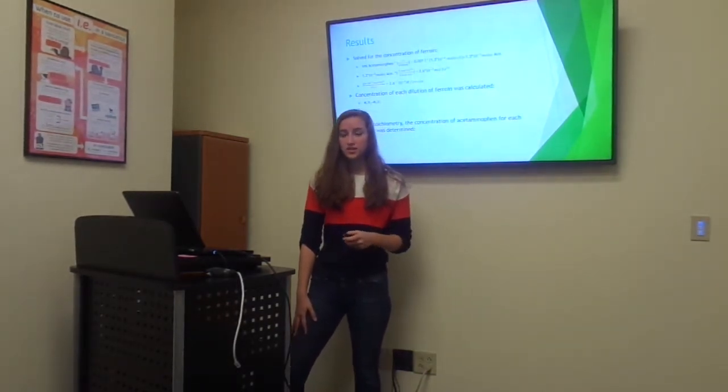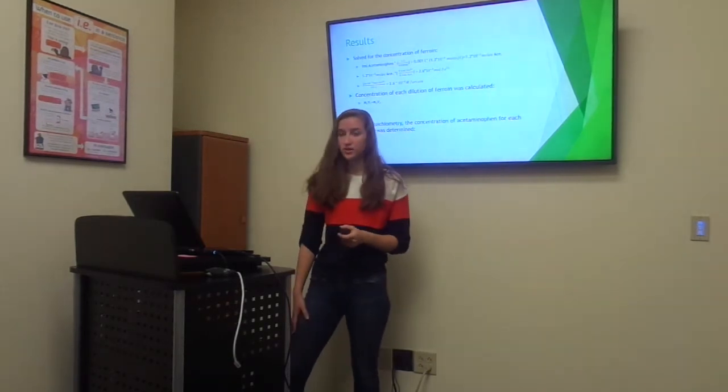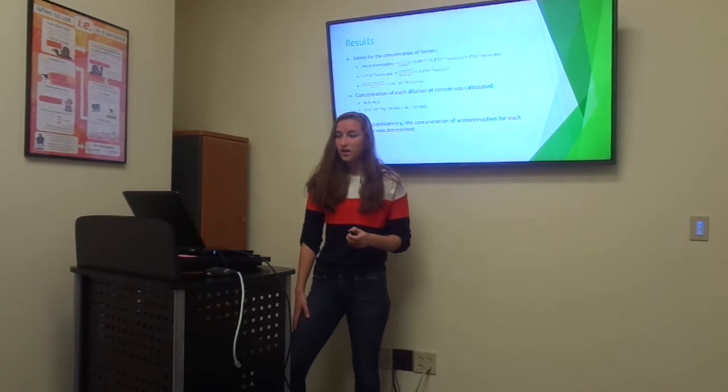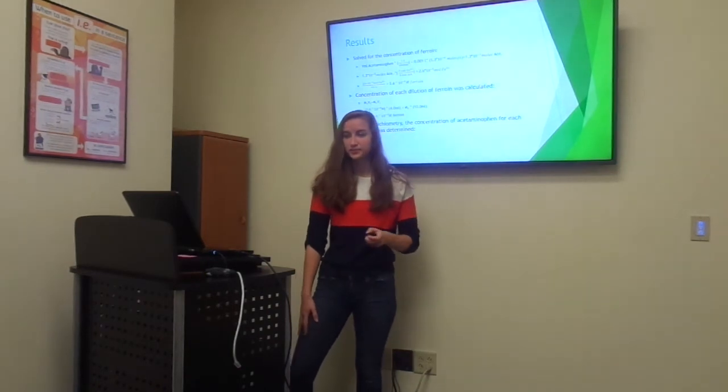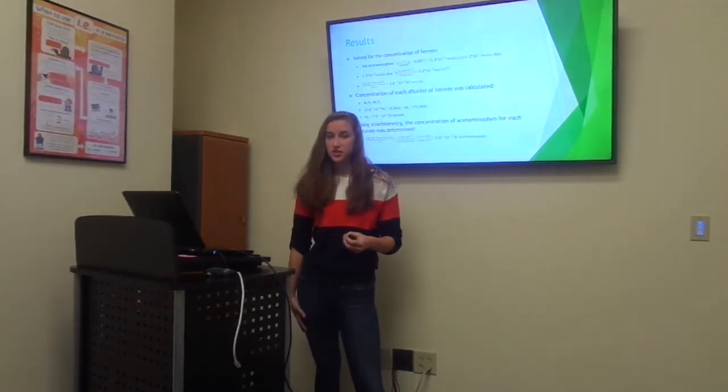To find the concentration of ferroin for the dilution, use the dilution equation M1V1 equals M2V2, using the concentration of ferroin that you had just solved for to solve for the concentration after the dilution, as shown in the equation. Then you can use stoichiometry to find the concentration of acetaminophen of the dilution.